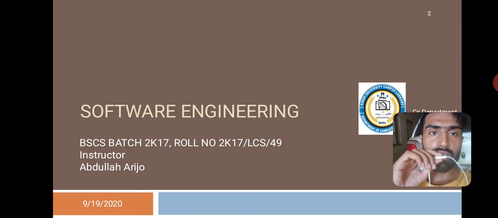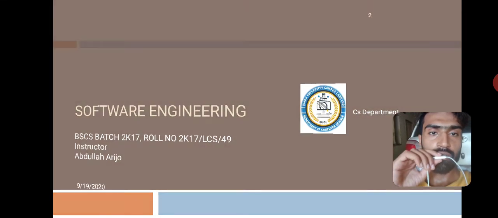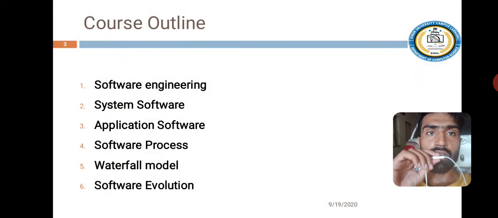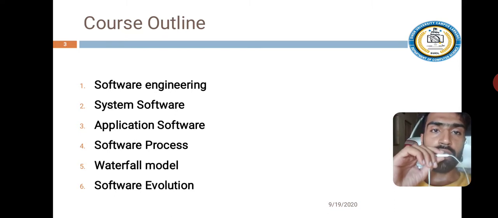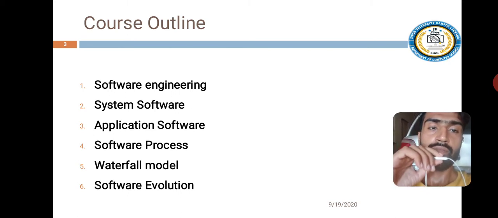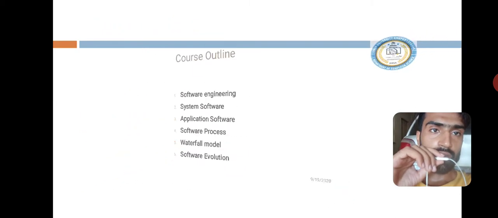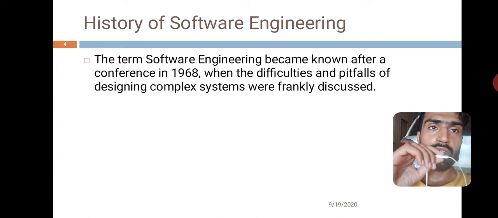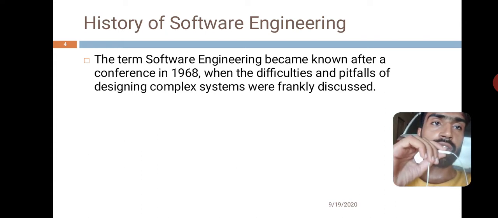Today my presentation is about software engineering. The course outline: software engineering, system software, application software, software process, waterfall model, software evolution. Let's start with the history of software engineering.